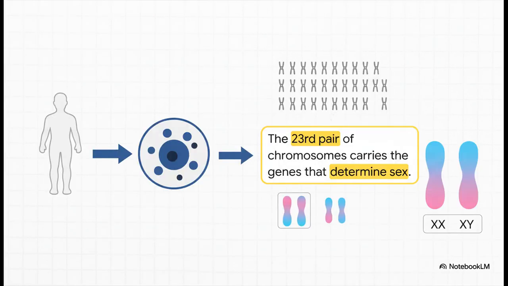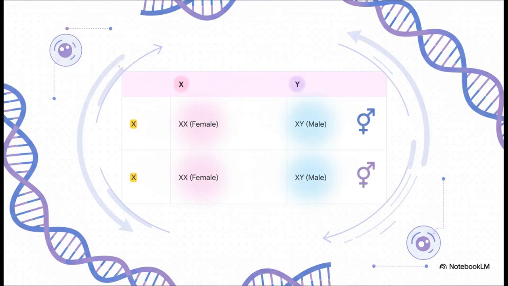You know, these exact same principles of inheritance also determine something incredibly fundamental about us, our biological sex. It all comes down to that 23rd pair of chromosomes. Females have two X chromosomes, which means their eggs always carry a single X. Males, on the other hand, have one X and one Y, so their sperm can carry either an X or a Y. And as you can see from the Punnett square, this works out to a simple 50-50 probability of the baby being female, XX, or male, XY.